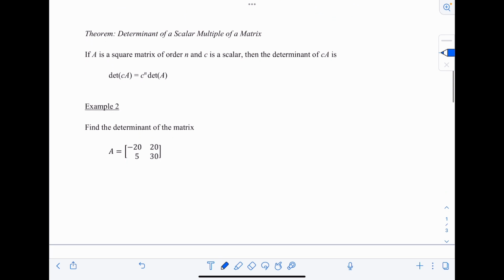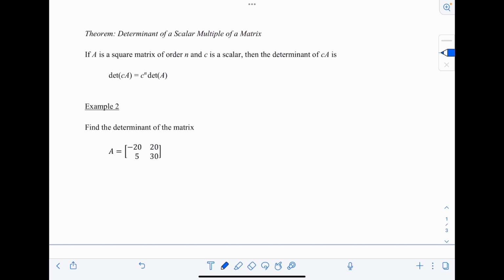All right, let's look at another one. Determinant of a scalar multiple of a matrix. So this says if A is a square matrix of order n and C is a scalar, then the determinant of C times A is C to the power of n times the determinant of A. Now, typically where we'd use this is if I wanted to take out a scalar. Maybe I see that all the numbers in the matrix have a common factor, and by taking out that scalar, it can make the work of finding the determinant easier. Just remember, though, that when you do that, if you're going to find the determinant and then multiply by the scalar, you're not just multiplying by the scalar, you're multiplying by the scalar to the power of n.